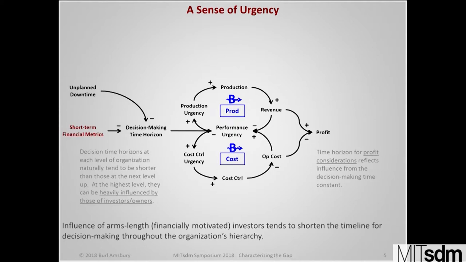But when you think about the impact of arm's length investors, whether it's the public or private investors, they tend to be driven by considerations of financial metrics that are in turn driven by how we think about our economy and what our expectations are for financial returns. So they tend to be relatively short term. And if those expectations are short-term, upper management's decision-making timelines are going to be no longer. And at every succeedingly lower level of hierarchy, the decision-making time constant tends to be lower and lower.